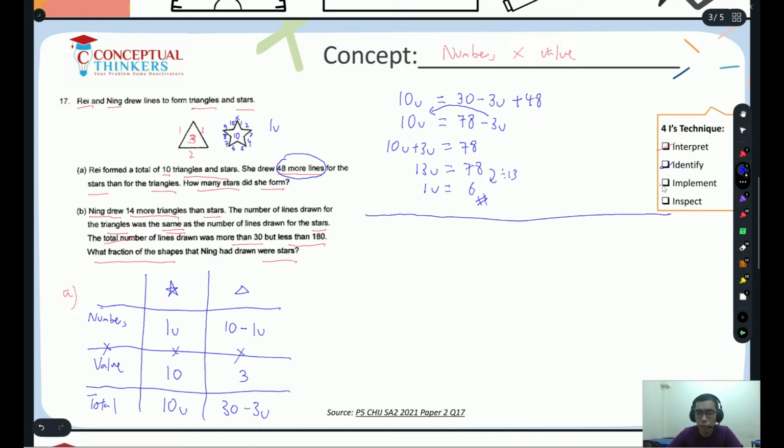Now with this, we need to actually do a check. So we need to identify and implement. So let's do a check. Let me just create a column here called checking.